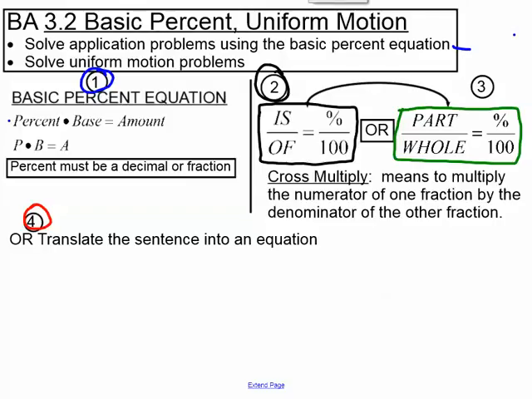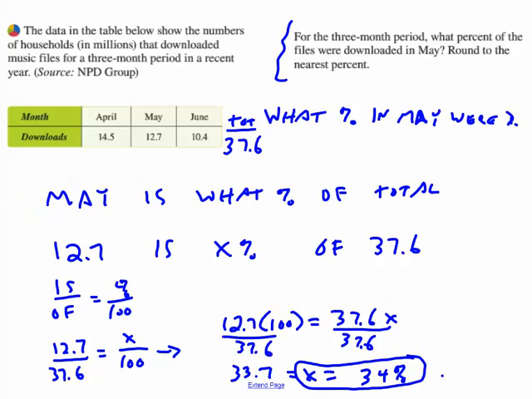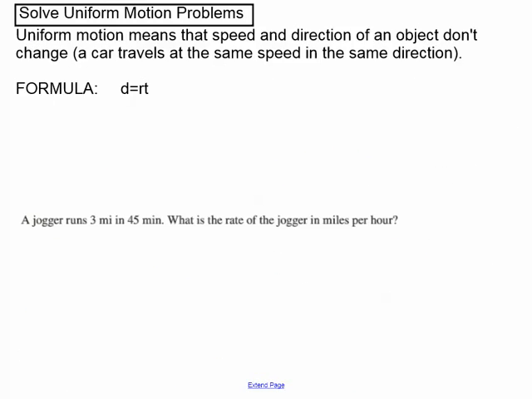Alright, this is section 3.2 again for the beginning algebra class, talking about basic percent. All those videos were taken before, but now we're talking about uniform motion and analyzing uniform motion problems. So I'm going to fast forward through all the basic percent stuff in my presentation and say, well, here are a couple of uniform motion problems.